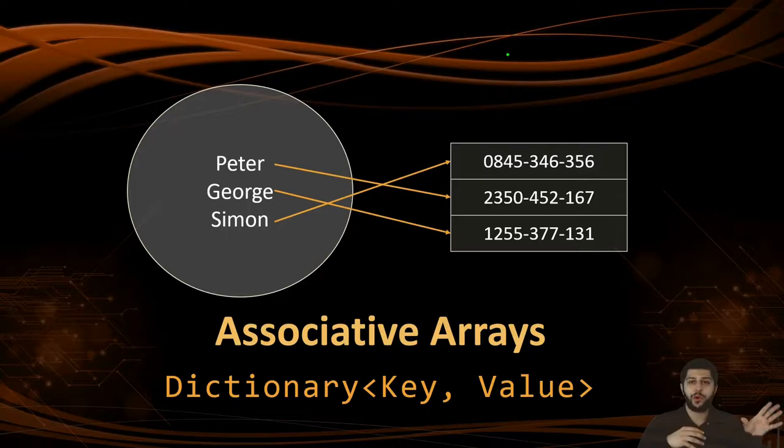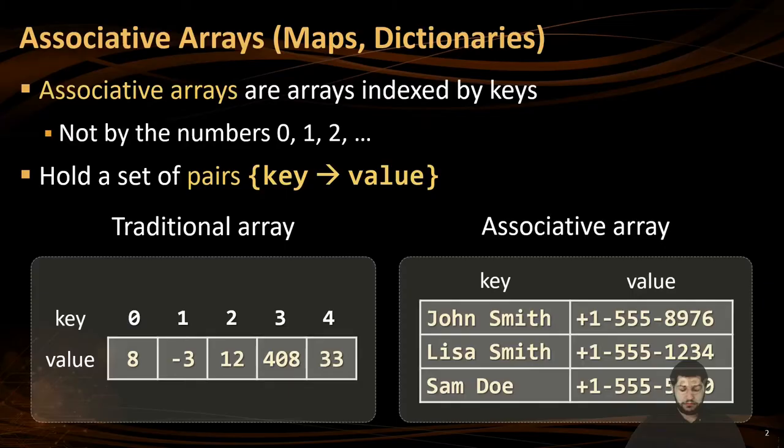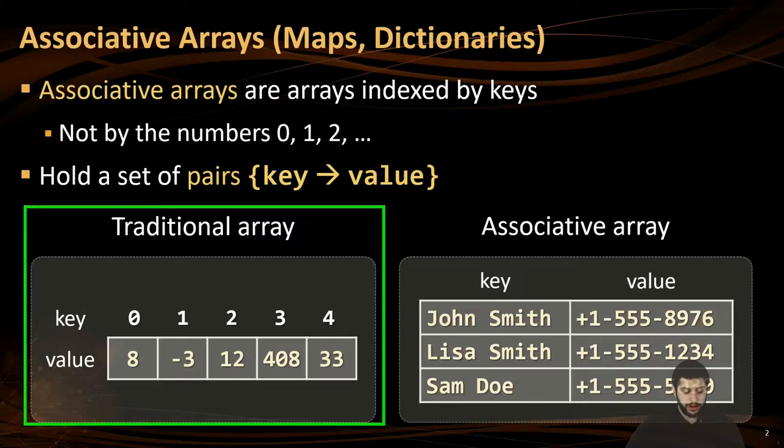But if you have the seat associated with this person, you'll just know where he is. Now, let us look at traditional arrays and associative arrays and compare them. First of all, as you can see here, in a traditional array, we have indexing.